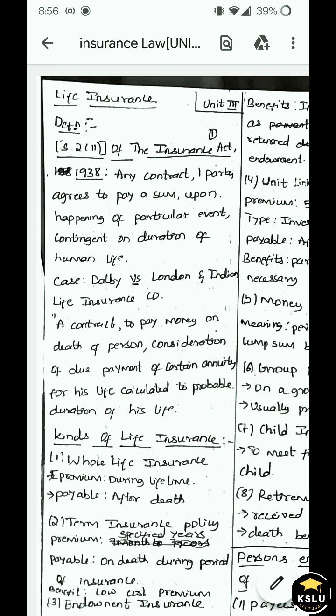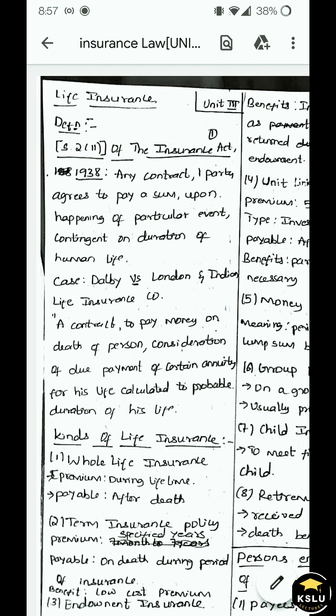In Section 2, Clause 11 of the Insurance Act 1938, life insurance is defined as any contract where one party agrees to pay a sum upon happening of particular event contingent on duration of human life. So it is a contract where the insurer promises to pay the insured upon happening of something to human life. So the subject matter in life insurance is human life.